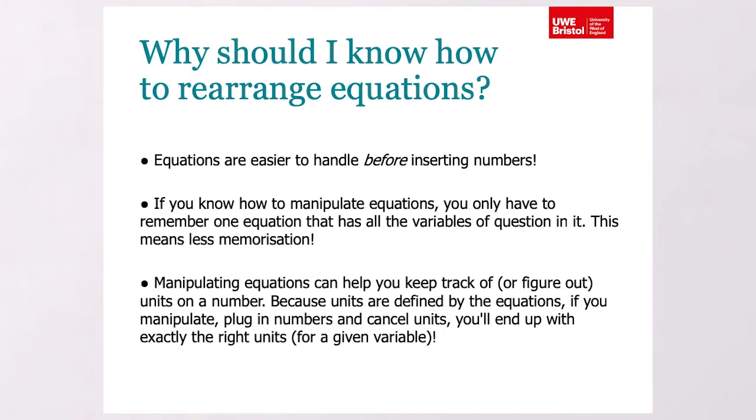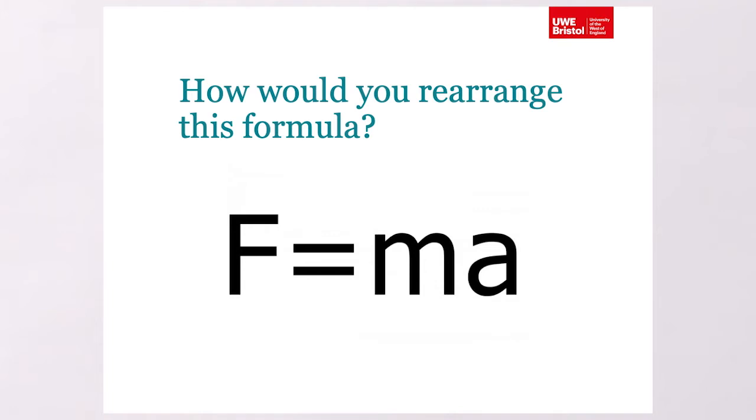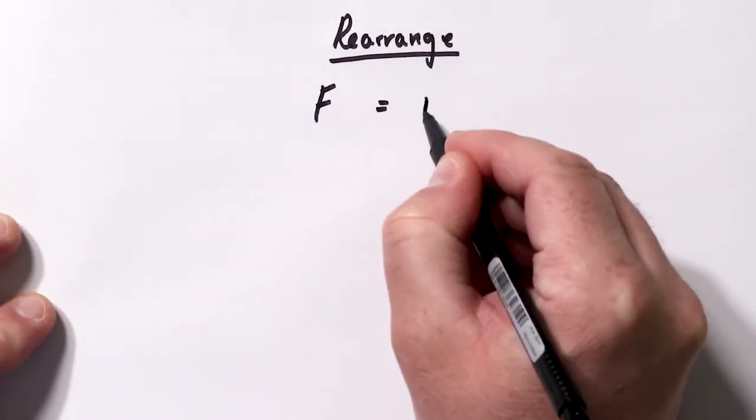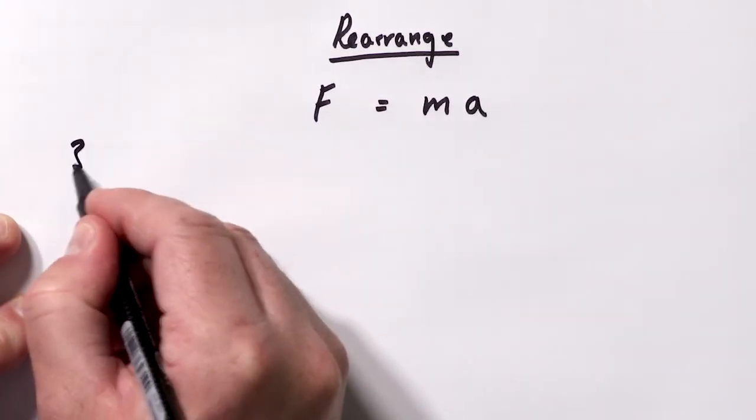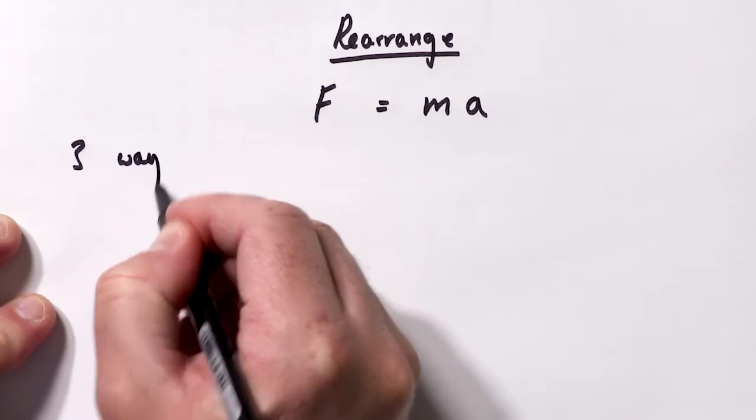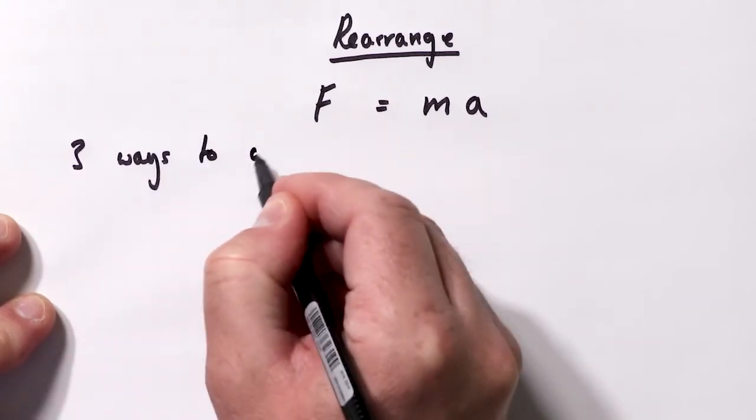So those are the 3 reasons why you should know how to rearrange equations. Let's have a little look at an example. How would you arrange this formula? So I'm looking for you to rearrange F equals ma. Right, there are 3 ways to do this.